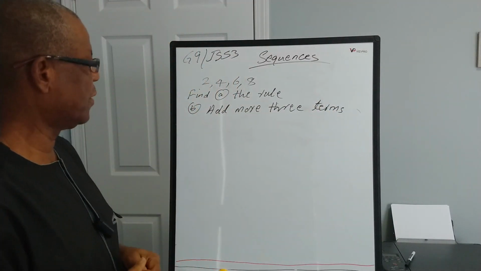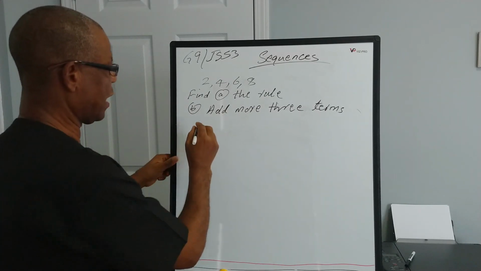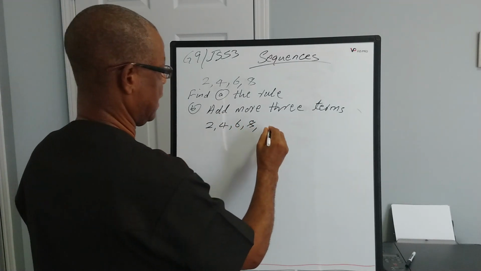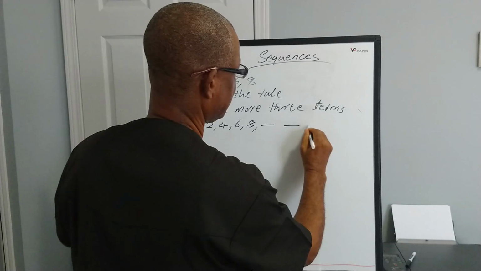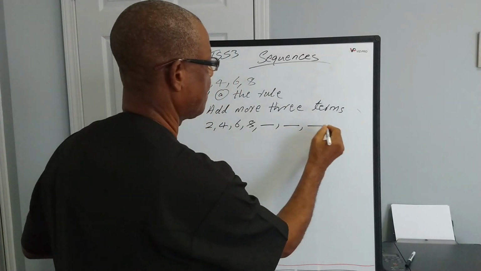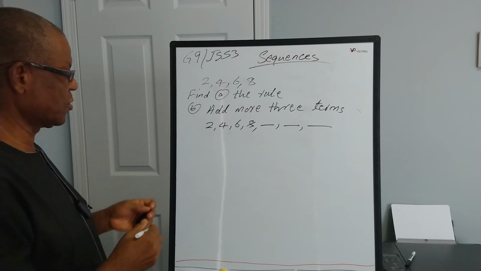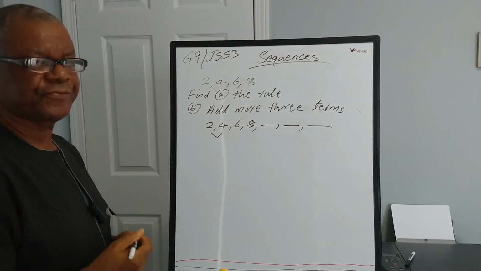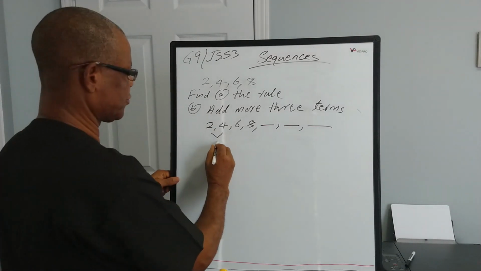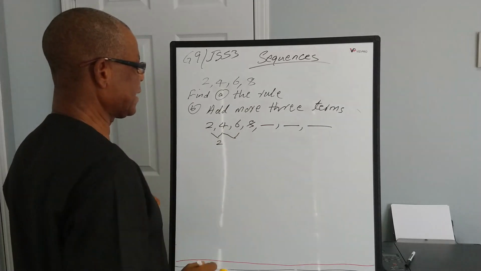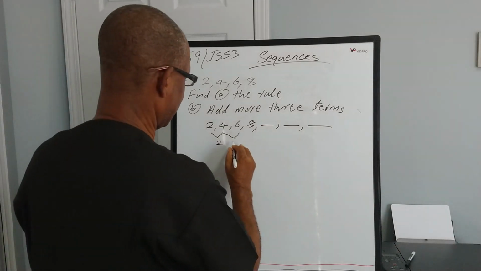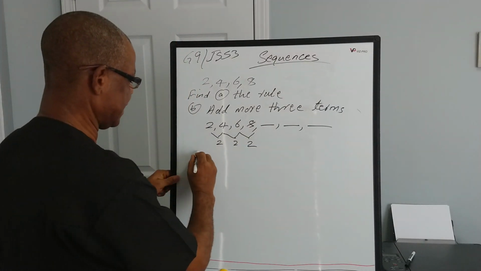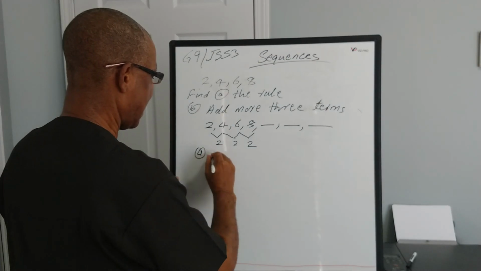So we first of all find the rule. We have our 2, 4, 6, 8, and we are asked to add 3 more terms. And what is the rule? We have seen that if we subtract the first term from the second term, we have 2. Subtract the second term from the third term, we have 2, and that is continuous. So we now say that the answer to A is add 2.